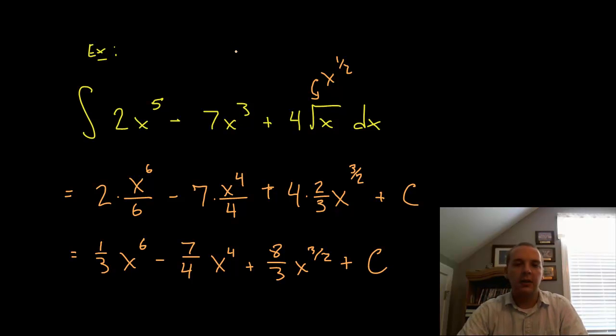So this constant multiple rule is very, very helpful because very rarely do you have just a generic function that you're integrating. Usually it's some multiple of that function, 2x to the 5th, 7x cubed, 4 square root of x, and so on and so forth. So it's a rule we use a lot, but fortunately it's not too complicated of a rule. It's relatively simple to use.